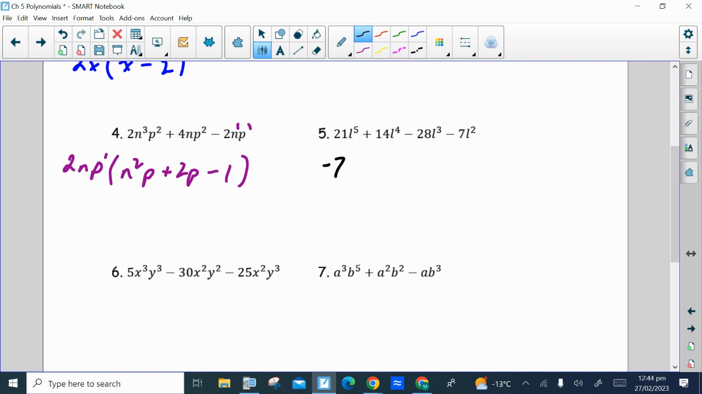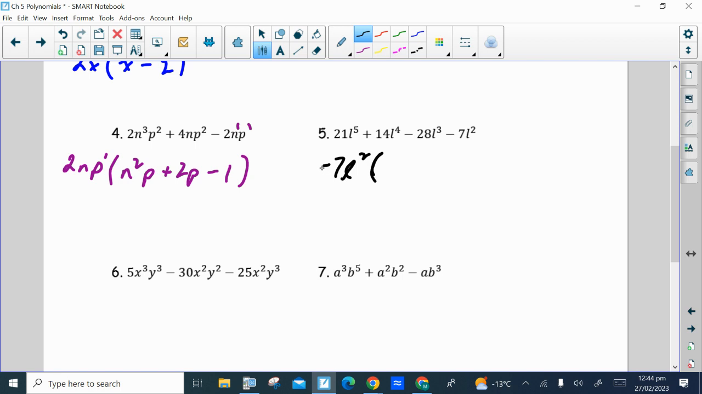Power of 2, yes. Your greatest common factor is negative 7L squared. The smallest power on L is in that last term, which is L squared. To get the other factor, we divide.